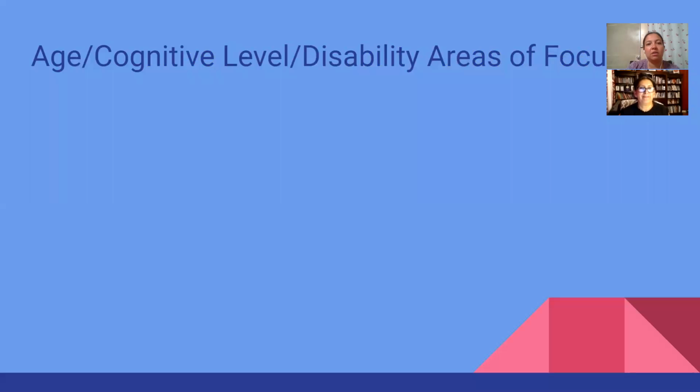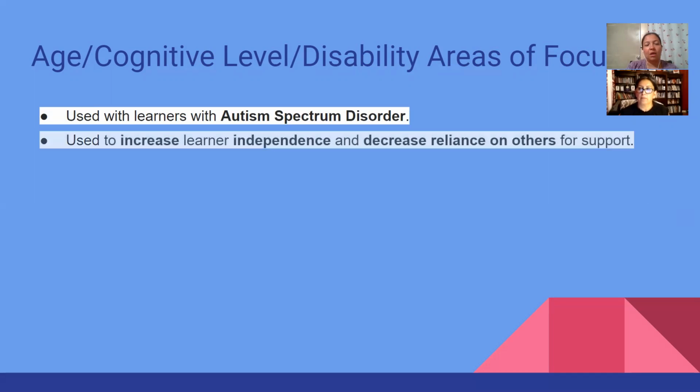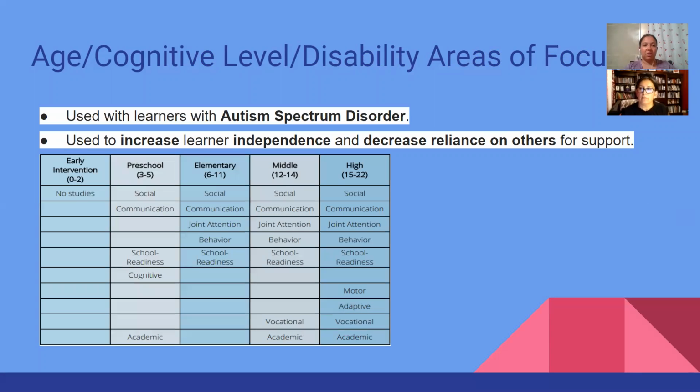For the age and cognitive level disability areas of focus, we use it with learners with autism spectrum disorder, and it's used to increase their independence and decrease reliance on others for support. So it will give them some independence to complete the task without having the teacher there all the time. There is evidence that it has helped students from preschool, 3 to 5 years, on social skills, communication, school readiness skills, and cognitive and academic skills.